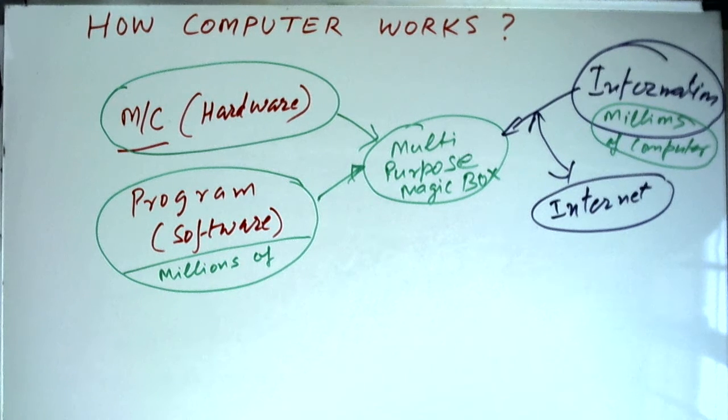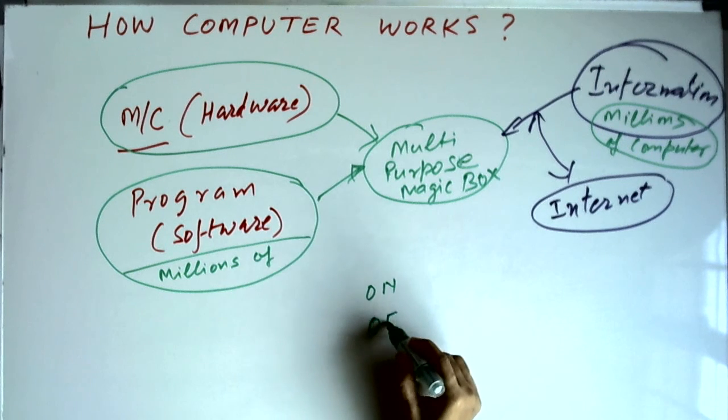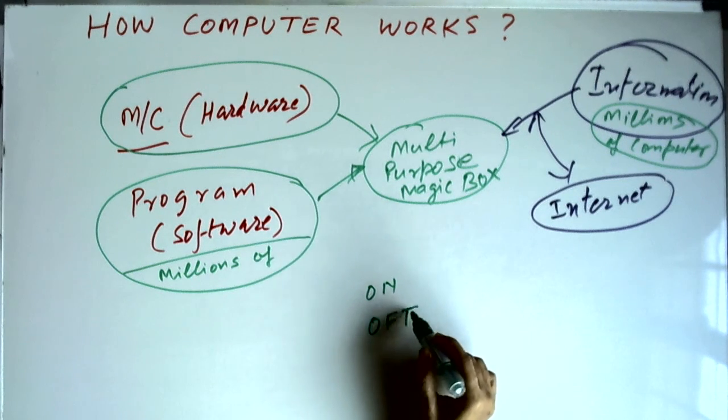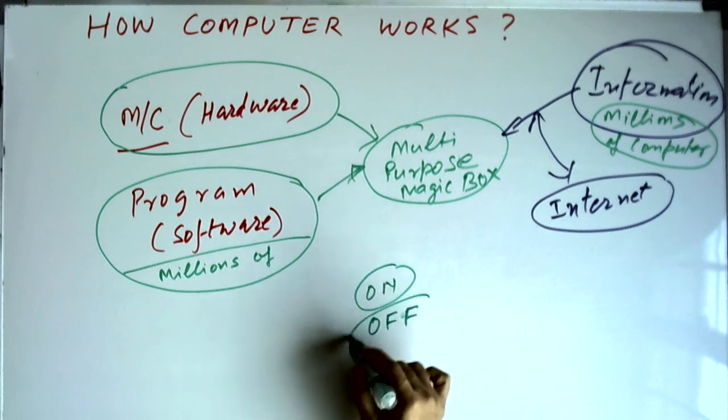In fact, every year it is multiplying by a factor of at least 2 or more than 2. So if suppose today we have 1 million programs, maybe 1 year later we may have 2 million programs. But if you look at the basic building block of computer, it is only on and off. There is on and off, only two. The whole electronics is based on this concept of on and off.